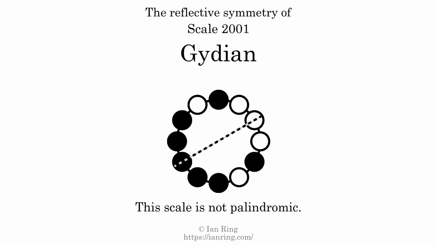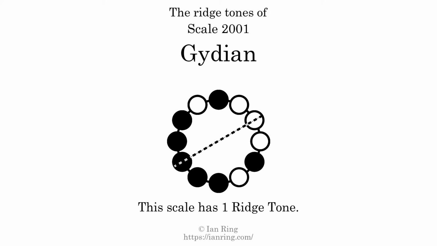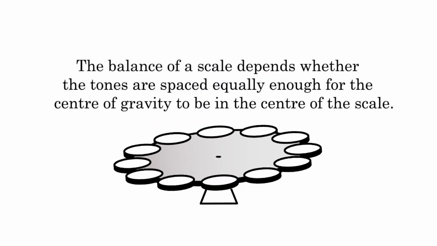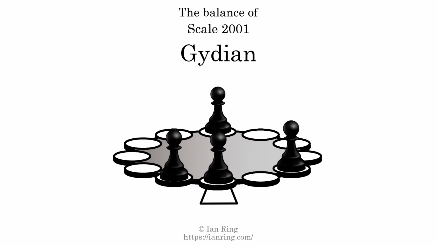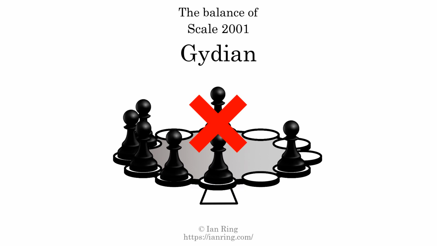This scale has reflective symmetry across an axis positioned 2 semitones from the root. This scale has a different pattern of intervals ascending and descending, so it is not palindromic. This scale has 1 ridge tone. Here, the balance of a scale depends whether the tones are spaced equally enough for the center of gravity to be in the center of the scale. This scale is not balanced.